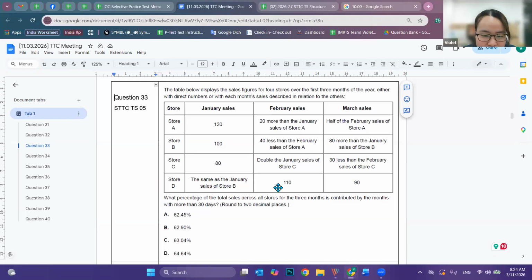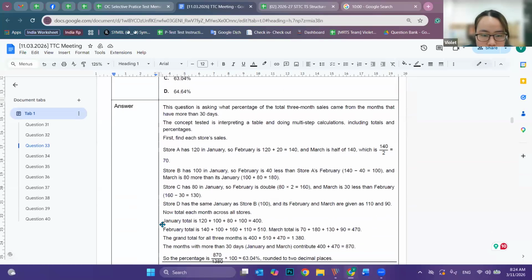For store D, January sales are the same as January sales of store B, so it will be 100. And for February sales, we are given these two. Now we need to calculate the total of January sales, February sales, and March sales. The January total will be 400, February will be 510, and March would be 470. So the 3 months total 1,380.